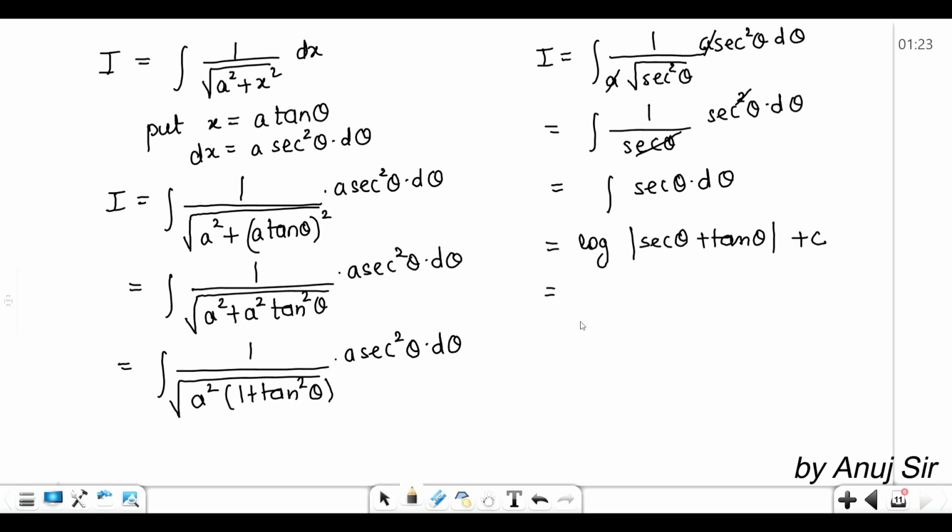So here we can see that the value of tan theta comes out to be x upon a. So instead of tan you can write x upon a. Now what will be the value of sec? Let's just see. So we will take it on the next page.